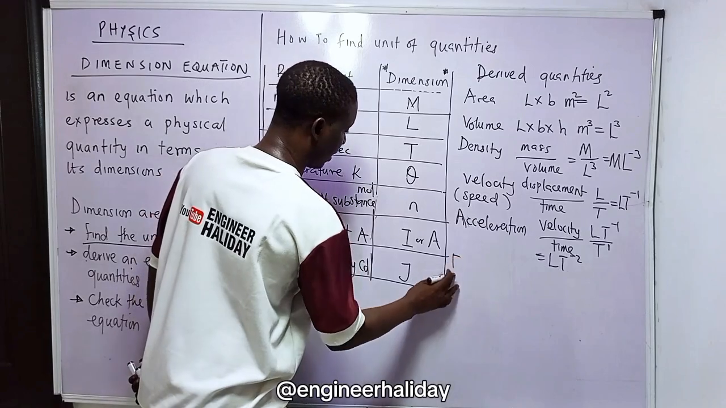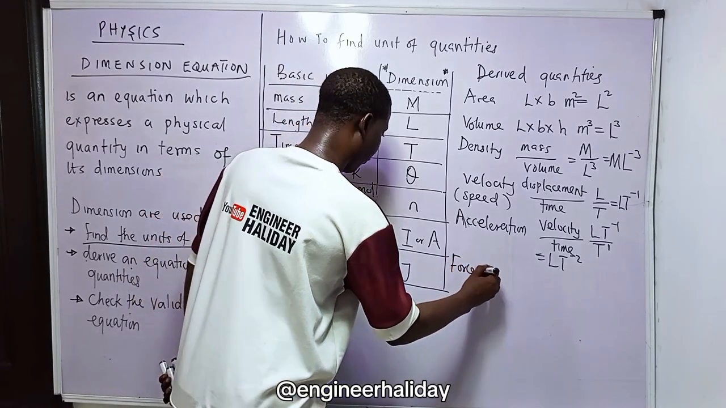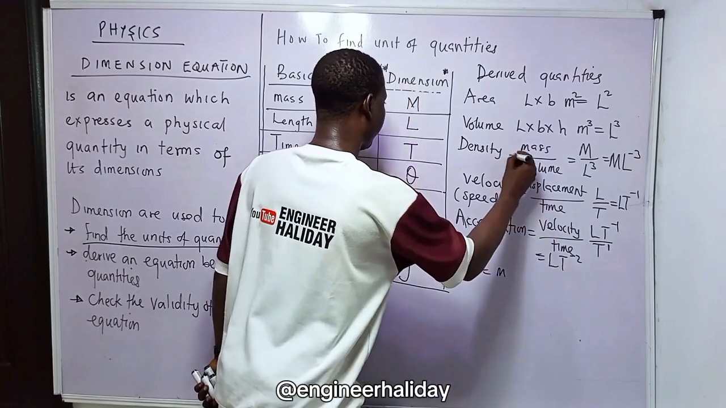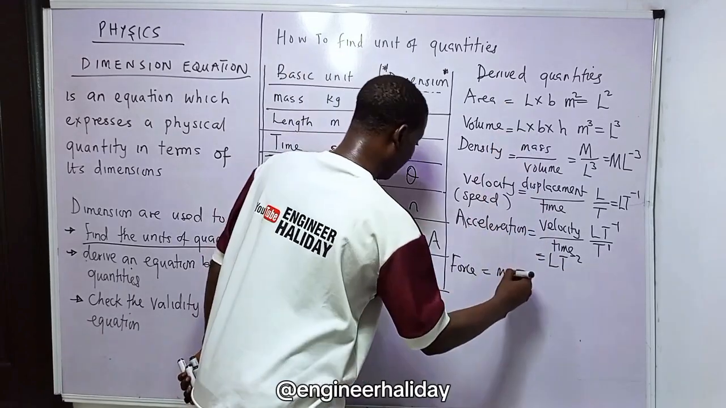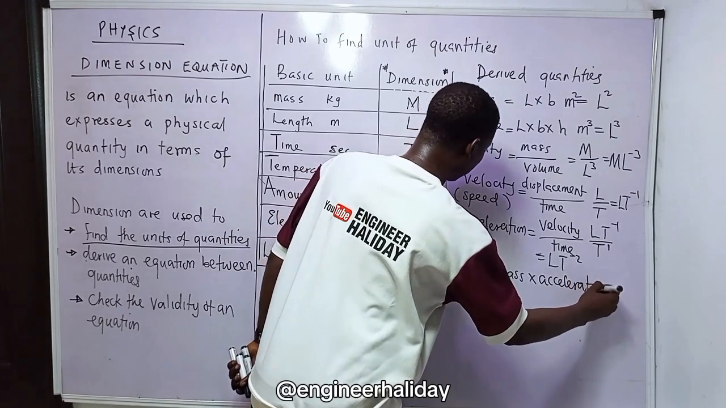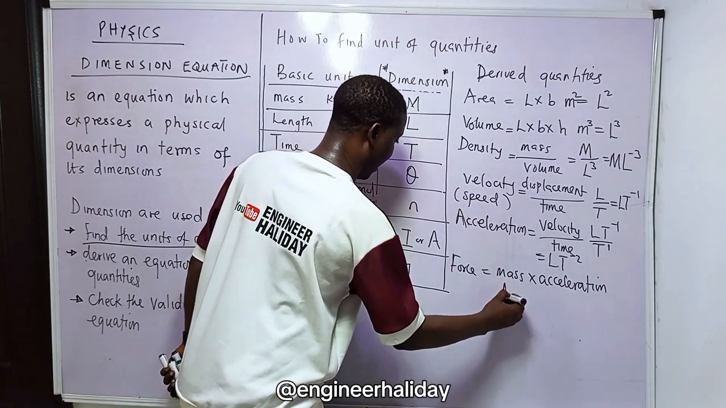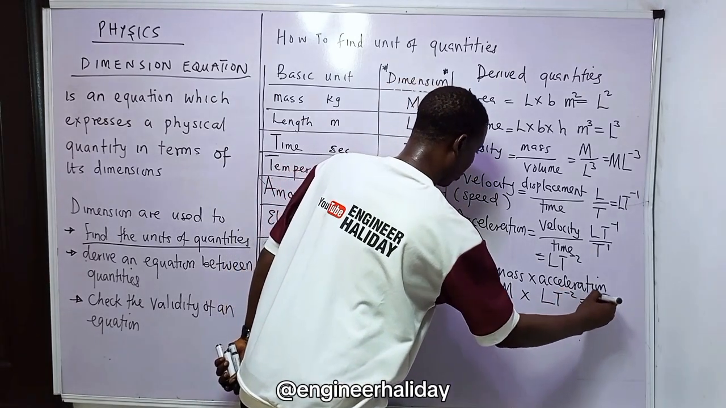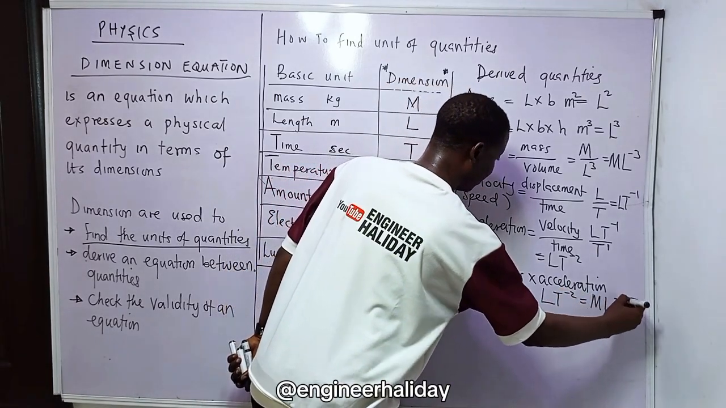The next one is force. What is the dimension for force? First of all, force is mass times acceleration. The dimension for mass is M, and acceleration is L T minus 2. Therefore, we can combine that: M L T minus 2.